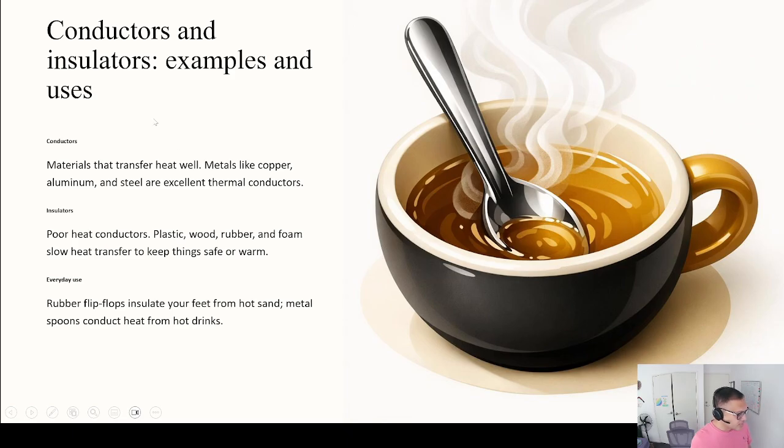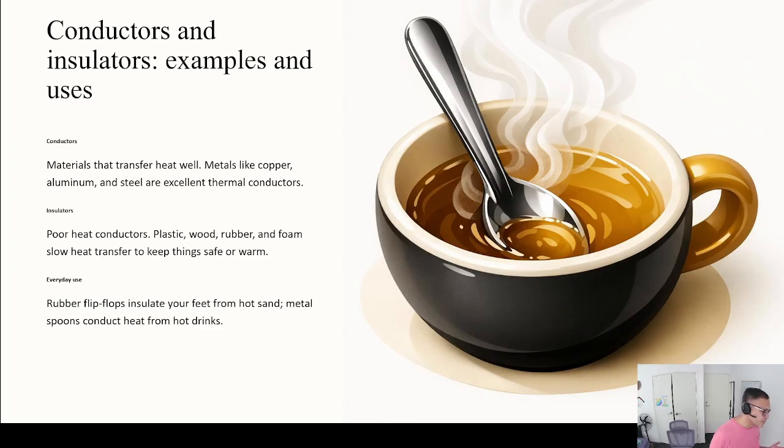If you heat a metal, you will see that it becomes hot quite fast. But if you take another material, let's take wood, and heat it, you can still hold the other side. It won't become hot. So we understand that some materials transfer heat well.